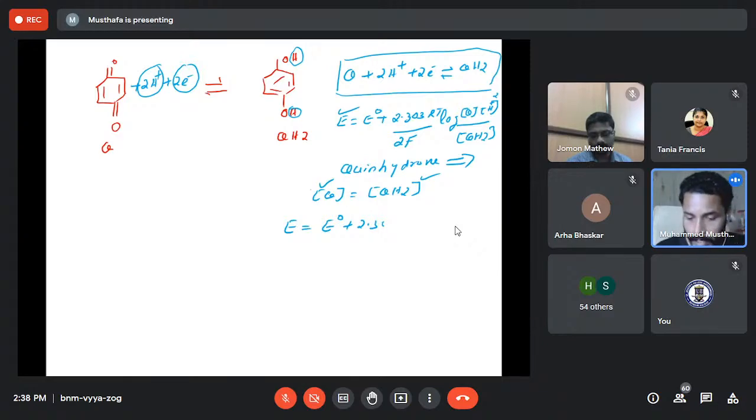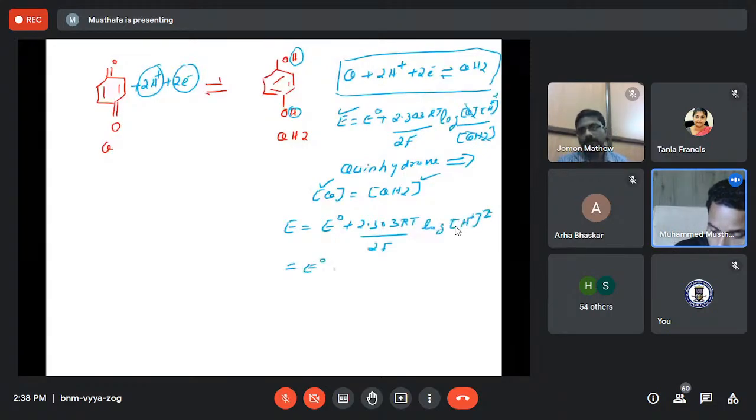Because in this case, the concentration of quinone is equal to concentration of QH2 and both will cancel out like this. So you are left only with H plus now. Now, if you rearrange this equation, because it is concentration of H plus the whole square, you bring the 2 to this side, and this equation will become E0 plus 2.303 RT by F into log of concentration of H plus. And you know, negative log of concentration of H plus is pH.